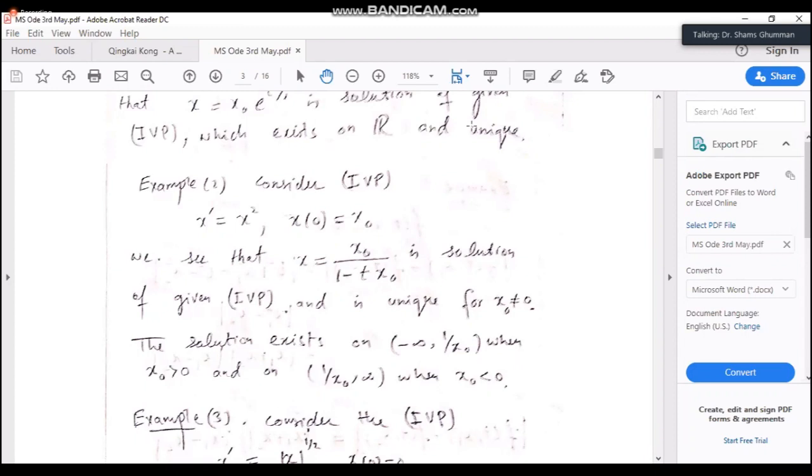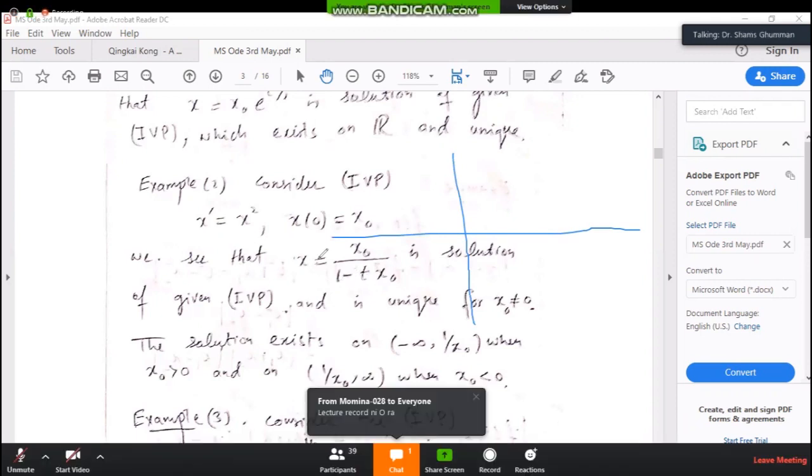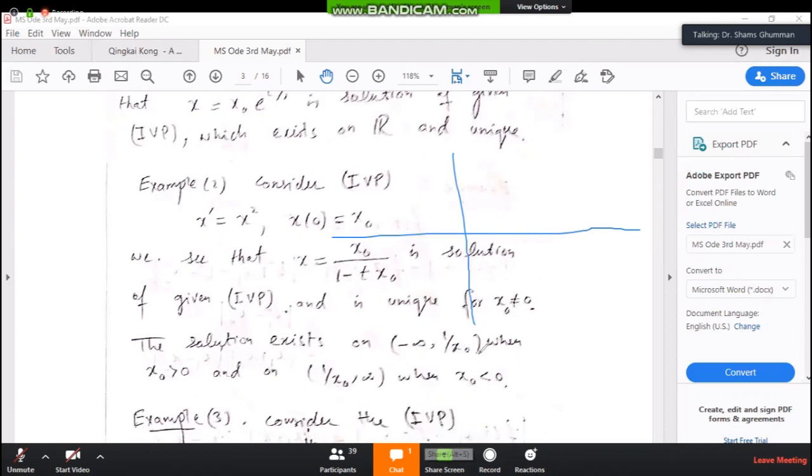I can draw the graph here. Let me write the graph. So x is equal to x0 over 1 minus t x0. Like here, the first, I can draw the graph from minus infinity to 1 over x0 when x0 is greater than 0. If x0 is greater than 0, it means that this is t here, and this is x.